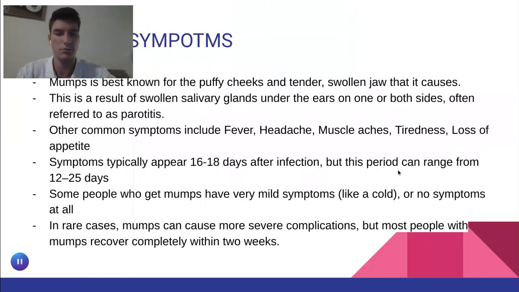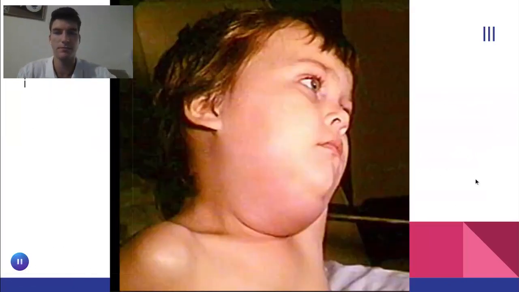Next slide. So this is a picture of a child with mumps. You can see the swelling there from the salivary glands, very swollen chin and face.